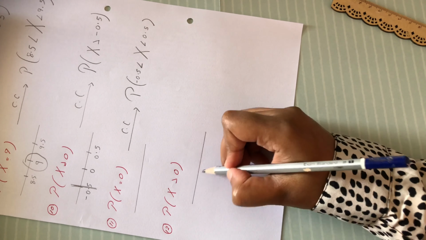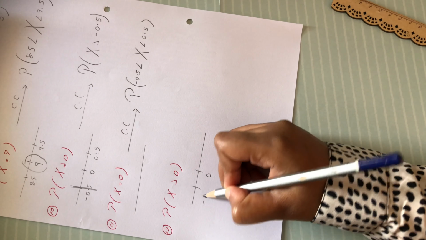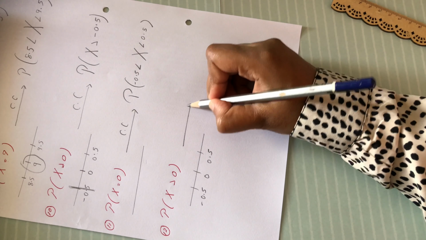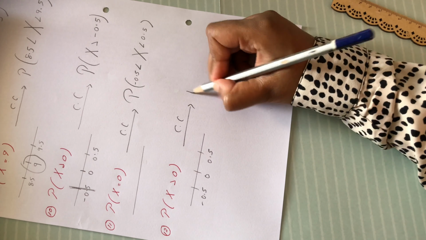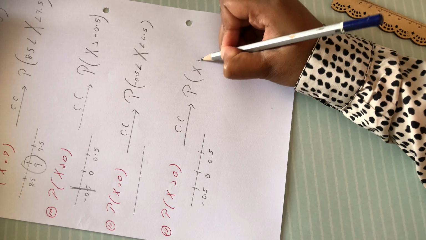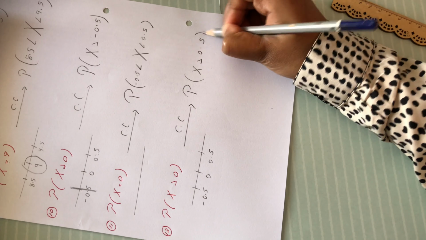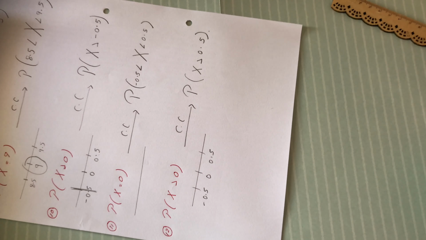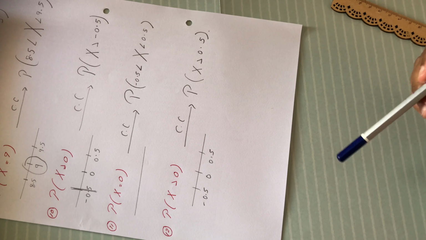Last one, we have x is greater than 0, where 0 is not included. So performing a continuity correction, we have x is greater than 0.5. So this is how we perform a continuity correction. Next, we're going to use continuity correction in our approximations, where we're converting from discrete to continuous.